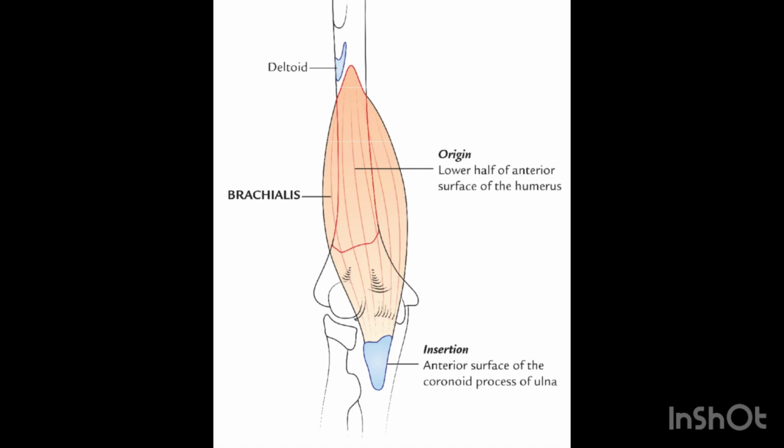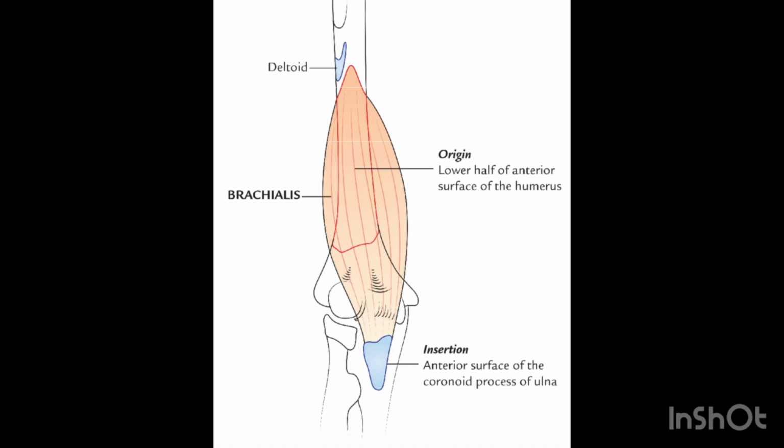So when it's coming from the lower anterior surface, it originates from there and inserts on the coronoid process and the ulnar tuberosity. So it's inserting on the coronoid process of the ulna, and also on the ulnar tuberosity. Don't forget. The brachialis is inserting on the ulna, while the biceps brachii is inserting on the radius. Very, very easy. Don't forget it.